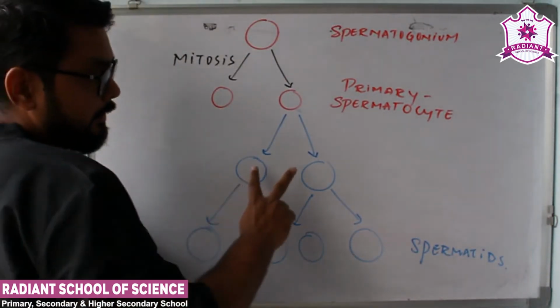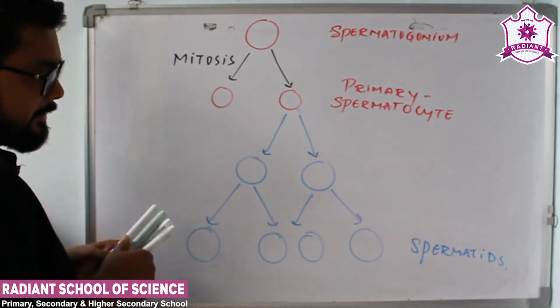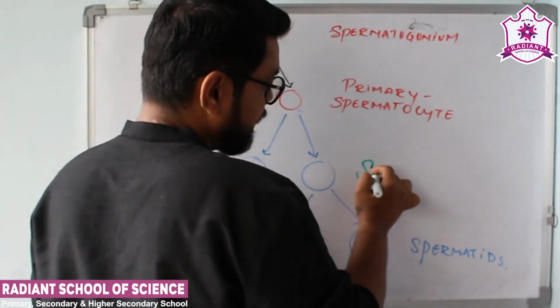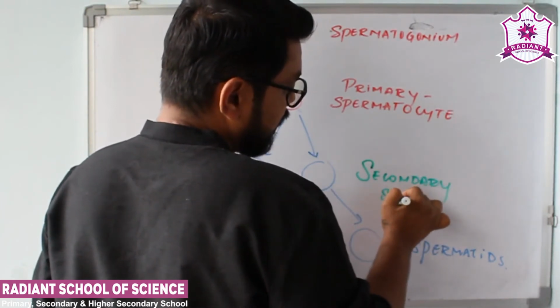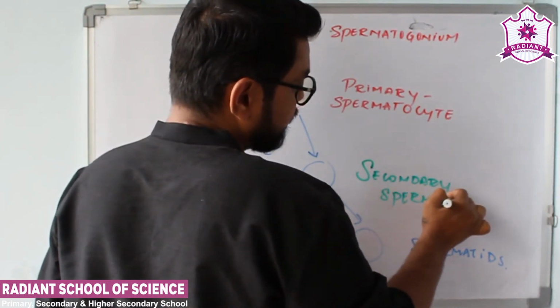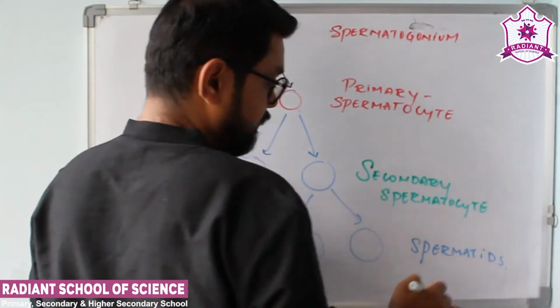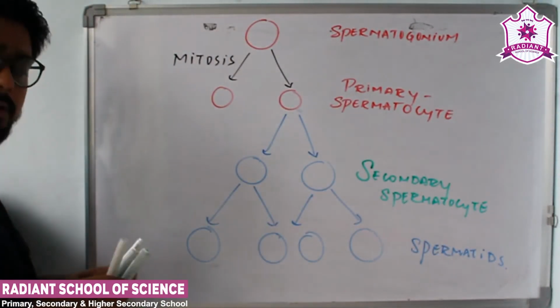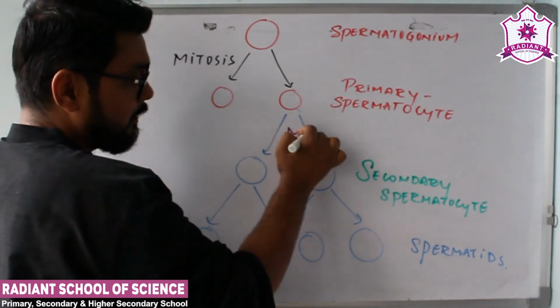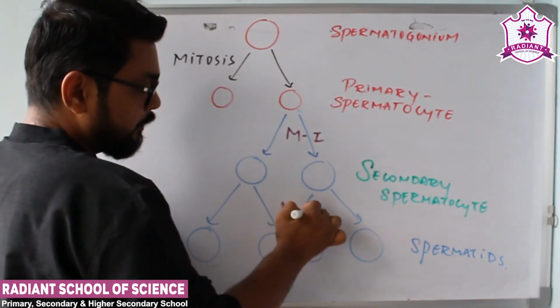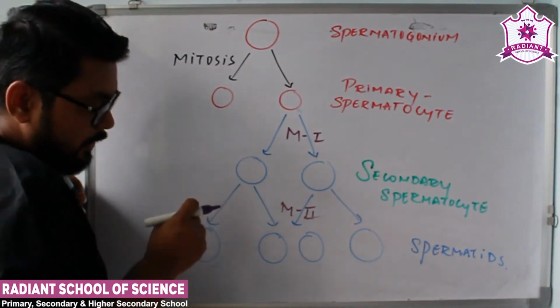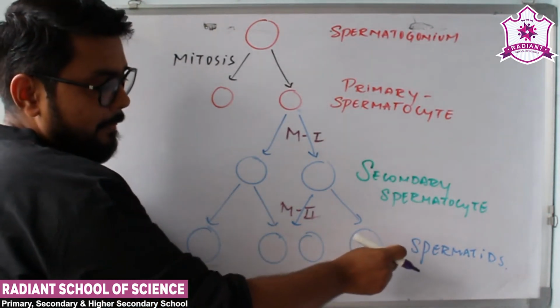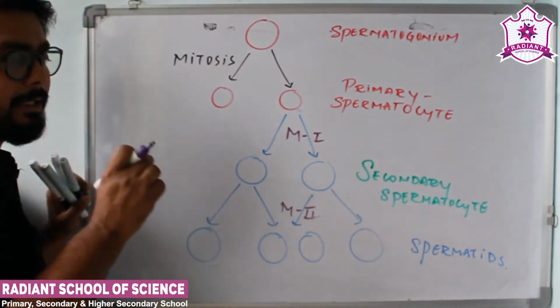These two cells are known as the secondary spermatocytes. The first step that took place is meiosis 1, another is meiosis 2. At the end of meiosis 2 we get four cells, and those four cells are termed as spermatids.